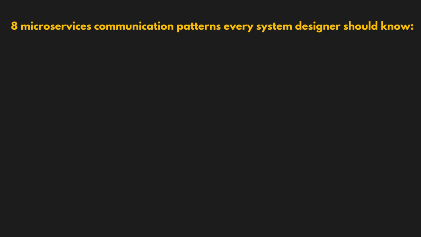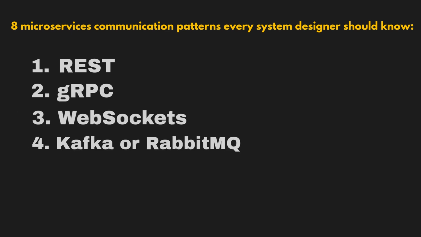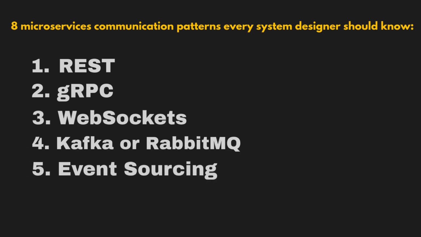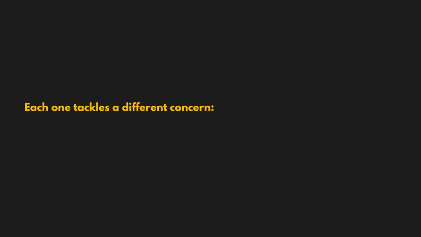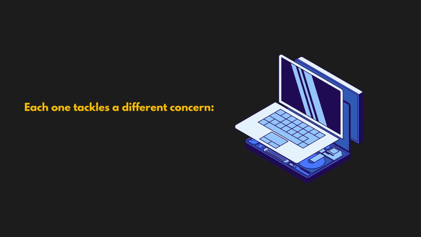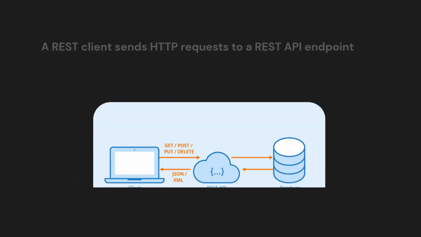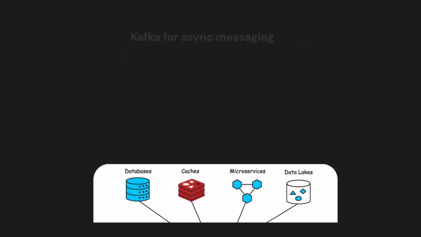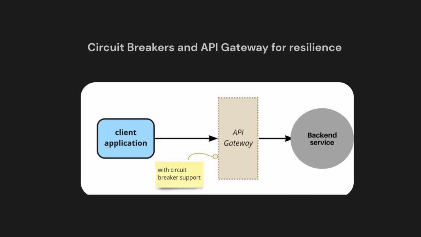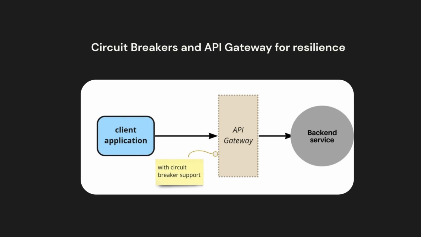So these are the 8 microservices communication patterns every system designer should know: REST, gRPC, WebSockets, Kafka or RabbitMQ, event sourcing, Saga, circuit breaker, and API gateway. Each one tackles a different concern: speed, scalability, consistency, reliability, or resilience. And in the real world, you'll often combine them together, for example, using REST for client APIs, gRPC for internal communication, Kafka for async messaging, and circuit breakers plus API gateway for resilience.